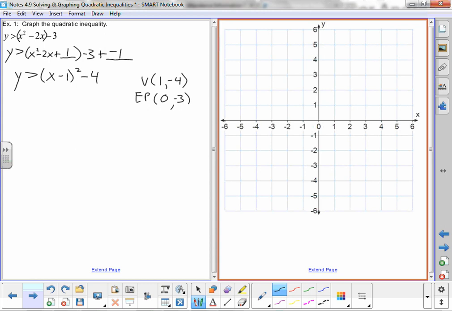So 1, negative 4, it's right here. That is your vertex. 0, negative 3 is right here. Using your axis of symmetry, you know that you have an extra point right there. So 3 points is enough to make my parabola.